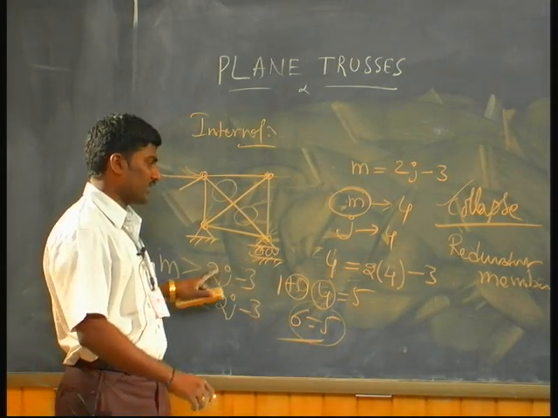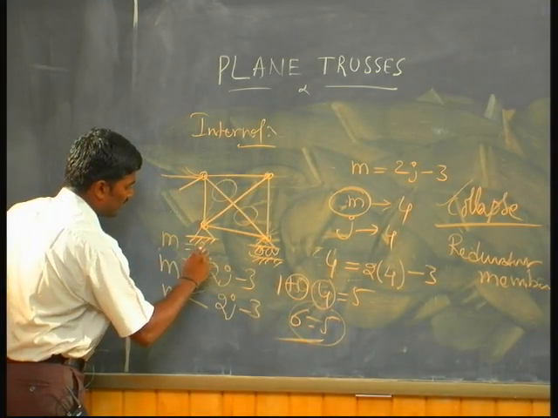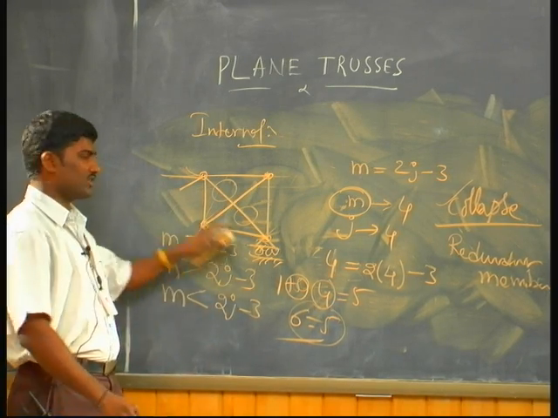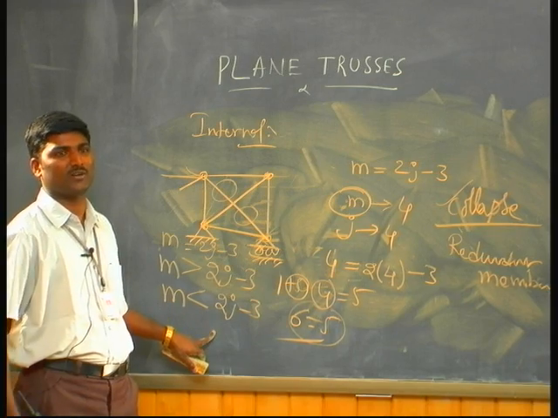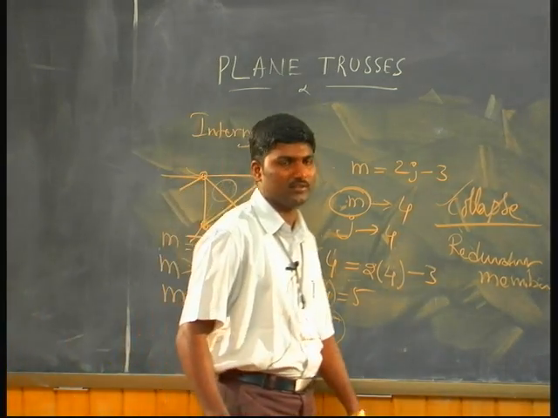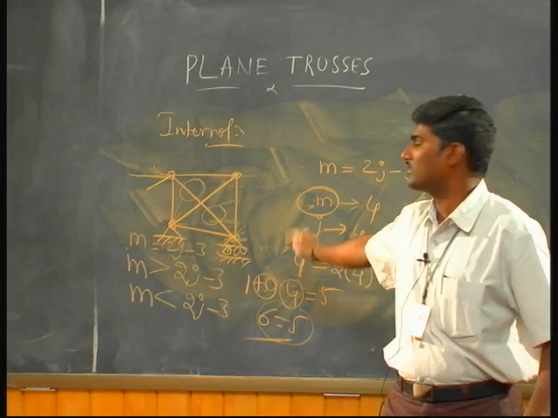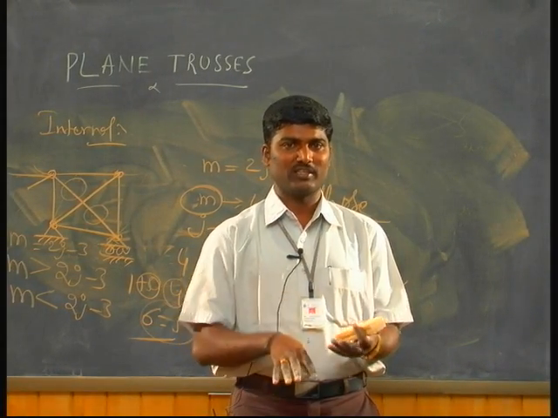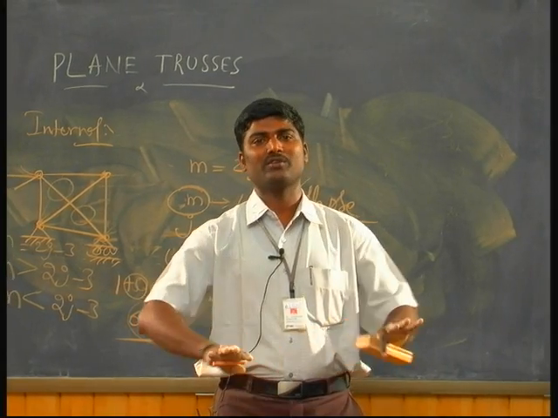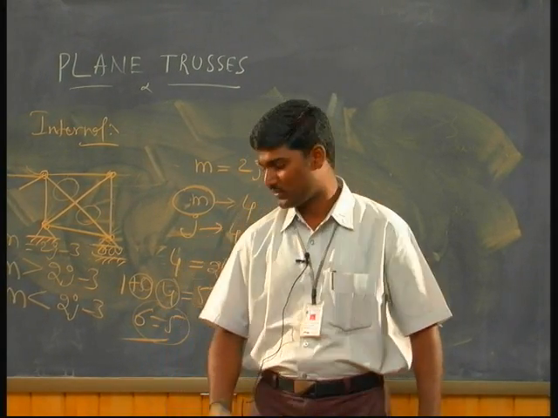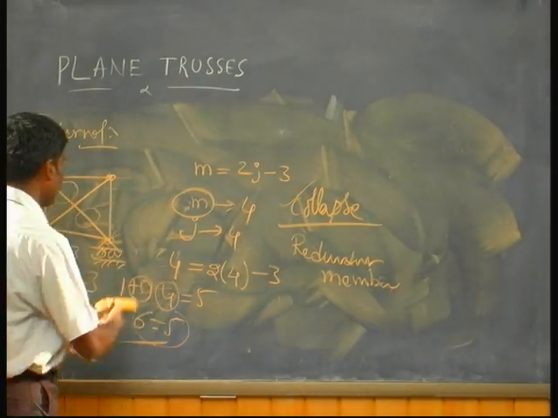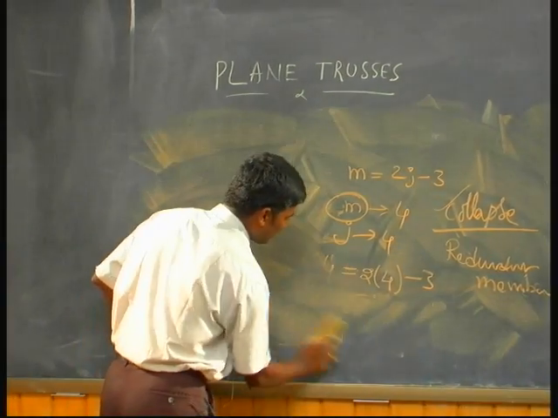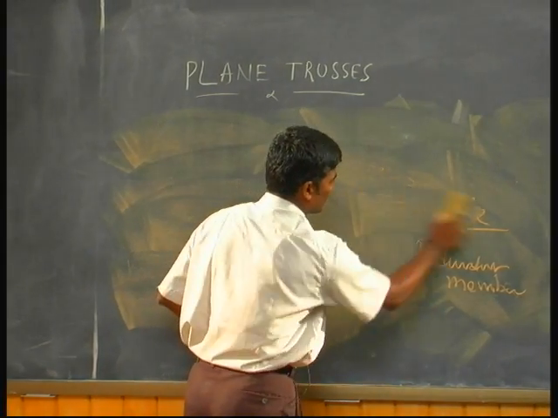So, those are the 3 cases, starting with m equal to 2j minus 3. Internally, this is how you check whether you can start the analysis or not. Prior to analysis, we check whether your structure is externally determinate or not, and whether your structure is internally determinate or not. Once we finish all those things, then we can start the analysis. Okay. So, these are all the background things you need to know prior to solving a truss.